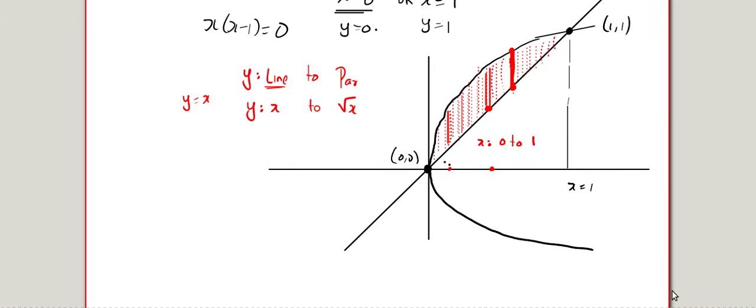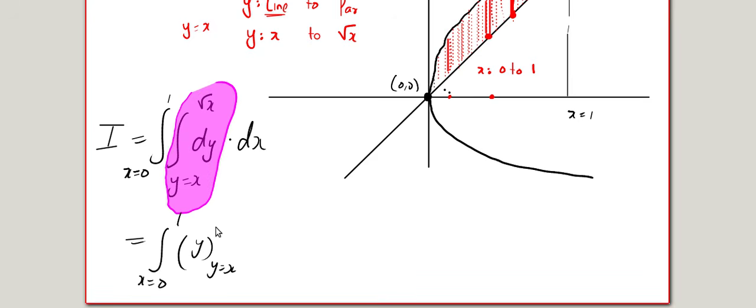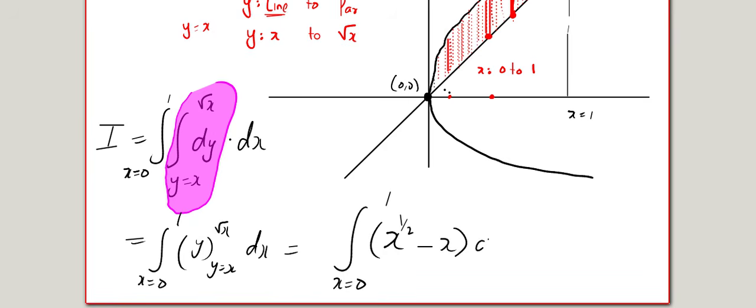Now time to integrate. I is equal to double integral. The first limit should be the constant limit, and the inner limit should be the variable limit. And since the inner limit belongs to y, I should put dy first and then dx. Now what is integral dy? Plug in the upper limit root x. Root x means x to the power 1 by 2. Sorry for skipping steps, but it's something which you do on a regular basis. So minus x dx.